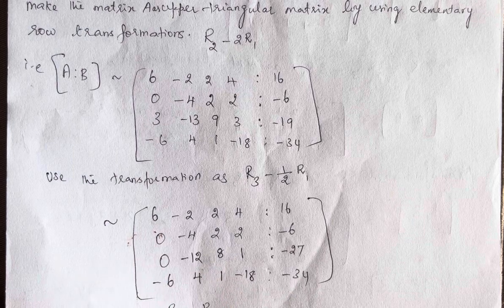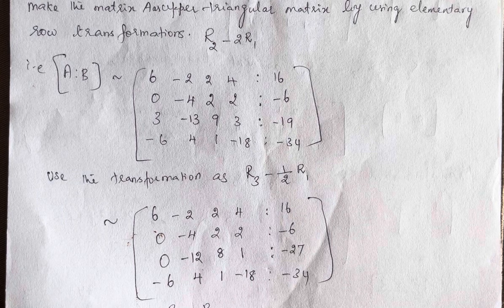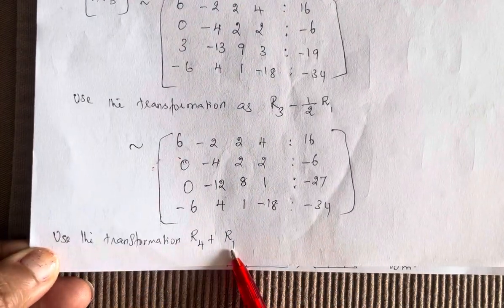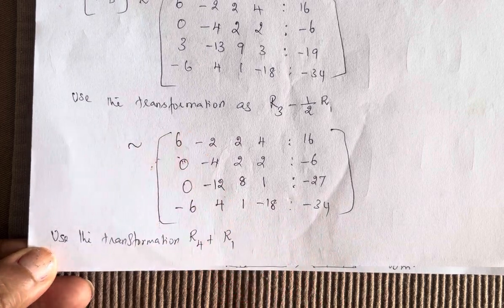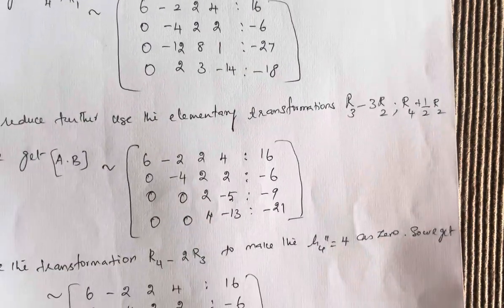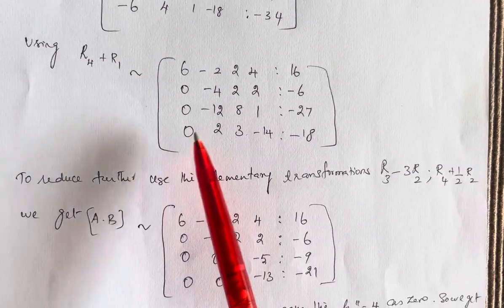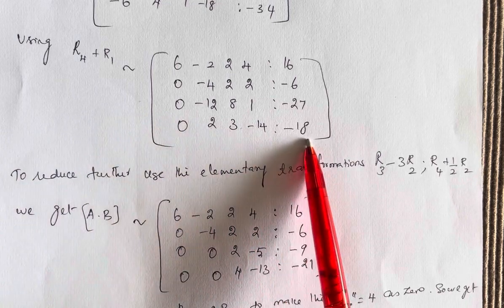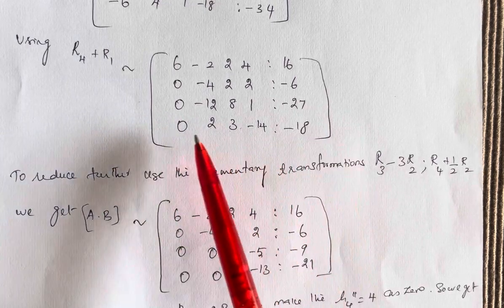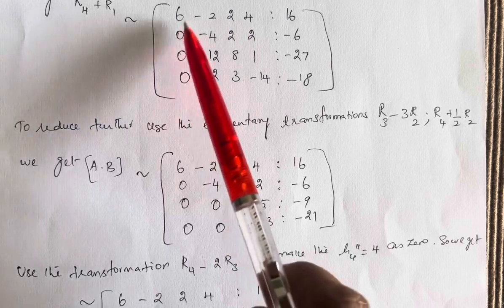Now our next is minus 6 in the fourth row. To make that 0, we go for another transformation, R4 plus R1. R4 is this one, R4 plus R1. By adding that, the minus 6 will become 0. Using R4 plus R1, I am getting 0, 2, 3, minus 4, minus 18. That is, row 4 is changed by the transformation R4 plus R1. So the first 3 elements we made 0.